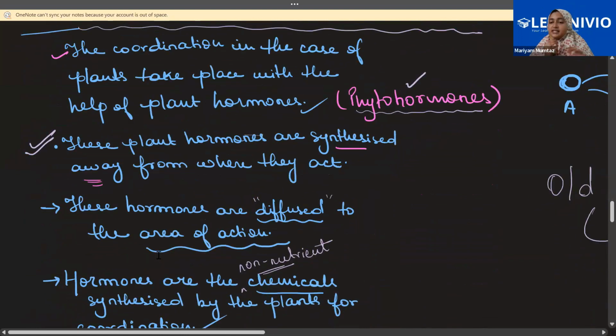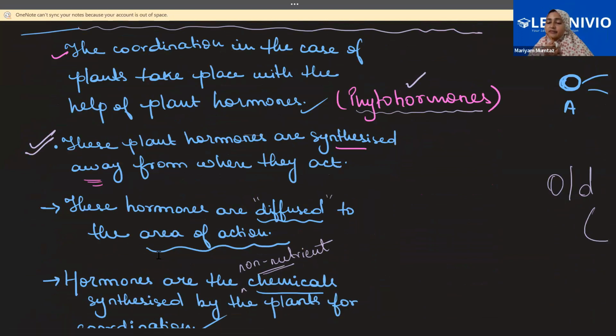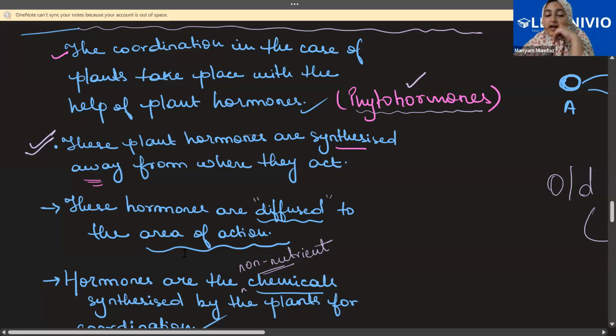Just like how human beings have certain hormones in their body, same way plants also have hormones for coordination purpose. Their hormones are known as phytohormones. The word phyto means plant. So these plant hormones are synthesized away from where they act, right? And whenever there is a need of a particular hormone, the hormone gets diffused, it gets released wherever it is required. And that required area becomes the area of action.